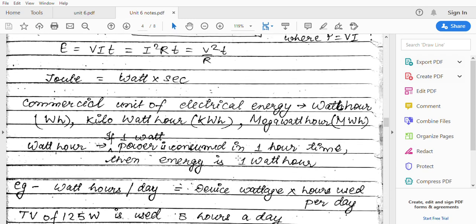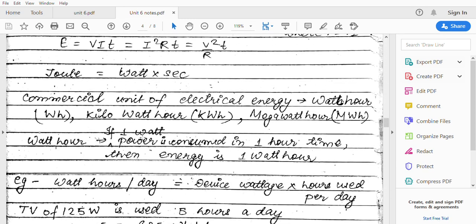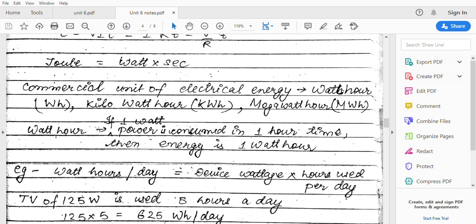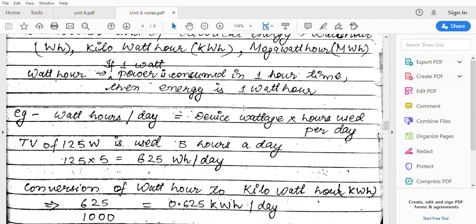Now what is 1 watt hour? If 1 watt of power is consumed in 1 hour time, then its energy will be equal to 1 watt hour. Now what is watt hours per day? Whatever is the device wattage, we need to multiply it by hours used per day. So suppose there is a TV which consumes 125 watt. The TV is of rating 125 watt, and it has been used for 5 hours a day. So 125 into 5, then we'll be getting 625 watt hour per day.